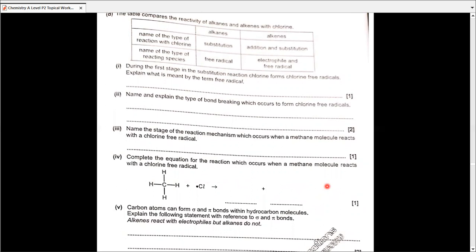Alkanes only contain sigma bonds, and these sigma bonds require a lot of energy to break, whereas alkenes contain pi bonds, which are reactive. Reactive in terms of reacting with what? As per the question, they can react with electrophiles. Right, the pi bonds can react with electrophiles. Good. Moving on.